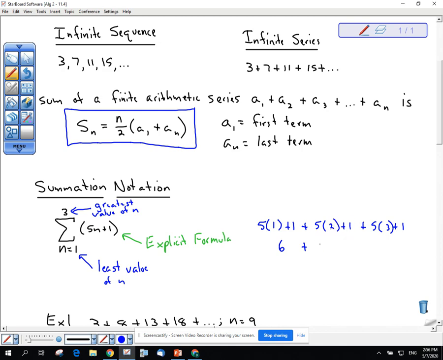5 times 2 plus 1 would be 11. The next one would be 16. And that is an arithmetic series with 3 terms. The first term is 6, the last term is 16. They would add up to 33.